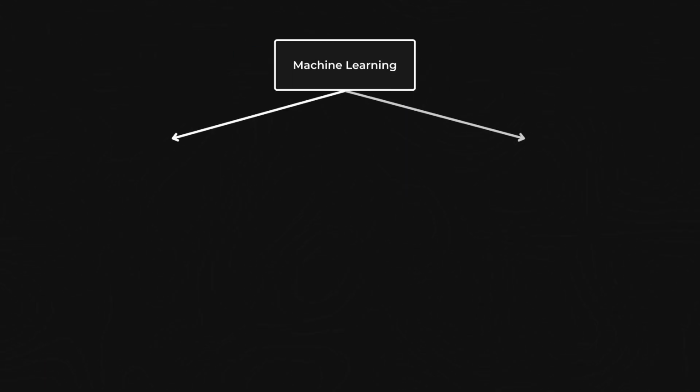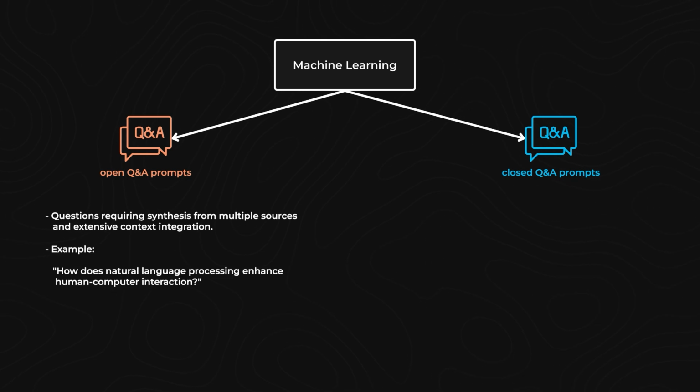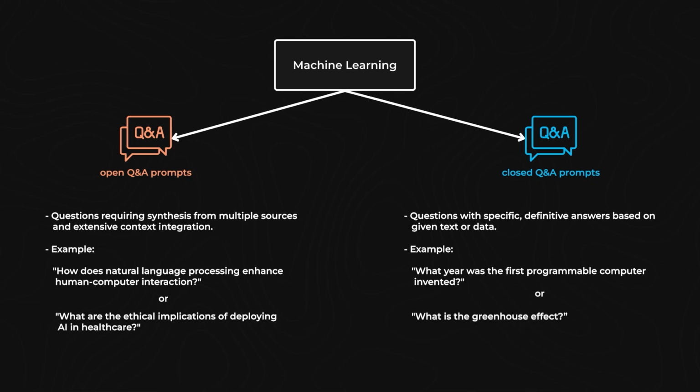There are two types of questions: open Q&A prompts and closed Q&A prompts. Open Q&A prompts involve questions that require a response generated from understanding and integrating information from a large context of multiple sources, such as how does natural language processing enhance human-computer interaction? Or what are the ethical implications of deploying AI in healthcare? Closed Q&A prompts involve questions that have specific, definitive answers that can usually be directly retrieved from a given text or dataset, such as what year was the first programmable computer invented, or what is the greenhouse effect.